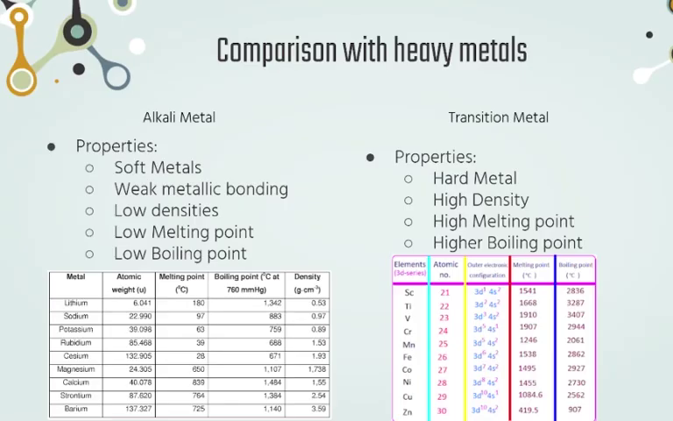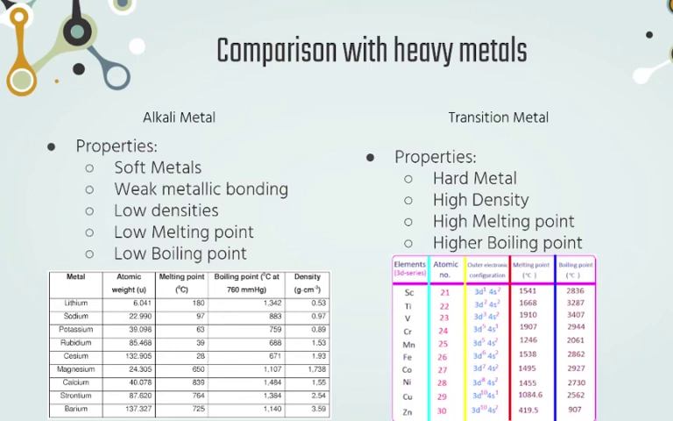Comparison with heavy metal. The one we'll be comparing today is the alkali metal and the transition metal, and we'll be comparing the properties. The properties of the alkali metal are that it is a soft metal with weak metallic bonding and low density, melting point and boiling point. Meanwhile, the transition metal is the exact opposite, which is a hard metal with high density, melting point and boiling point, as can be seen from the table shown here.